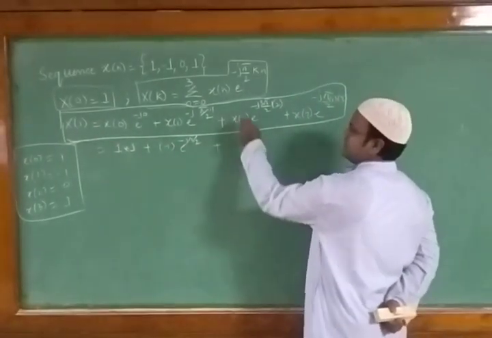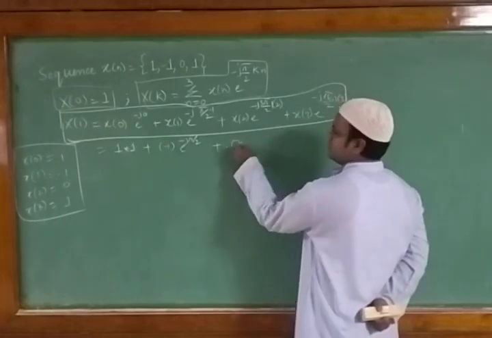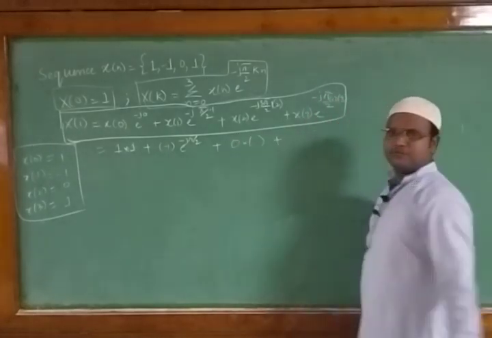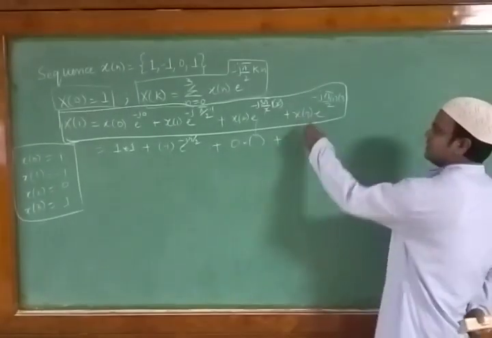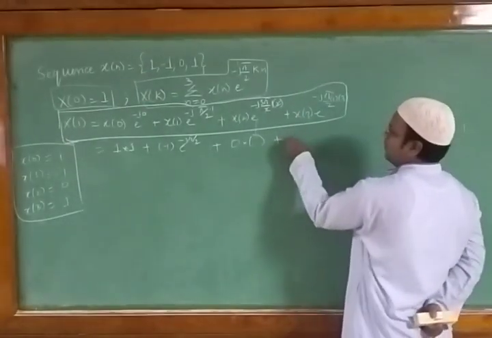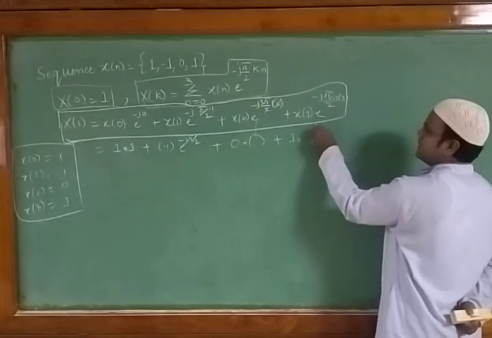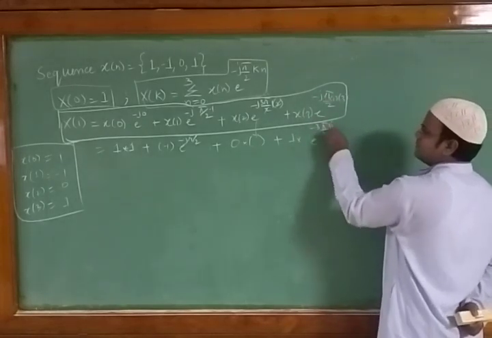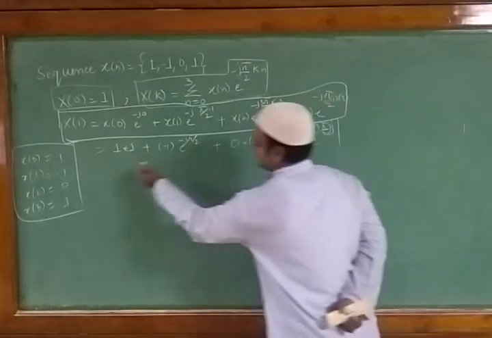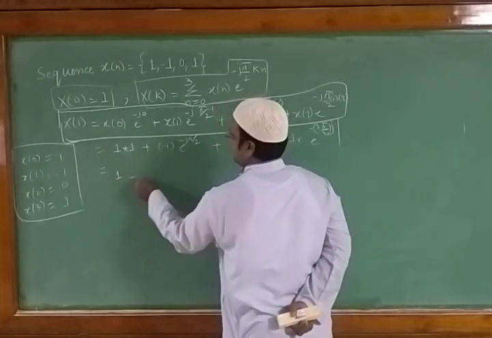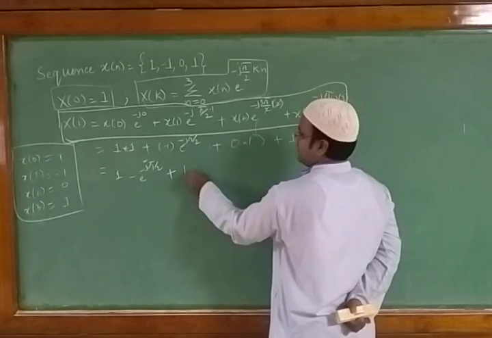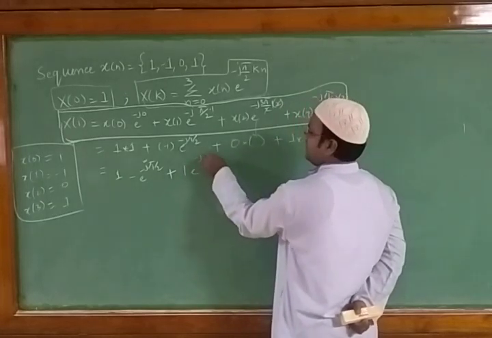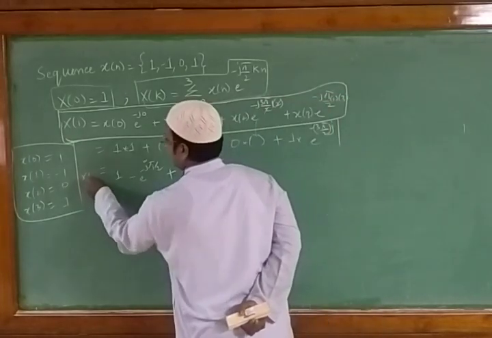Similarly, x of 2, what is the x of 2 value we had? It's 0. So 0 into anything will be 0, so there is no need of finding this. This term gets cancelled, we'll not find it out. Similarly, x of 3, what is x of 3? We have 1 into e power minus 3 pi by 2 with j, right? So we got all these values. So we got 1 minus e power minus j pi by 2 plus 1 e power minus j 3 pi by 2. Let it be your x of 1.